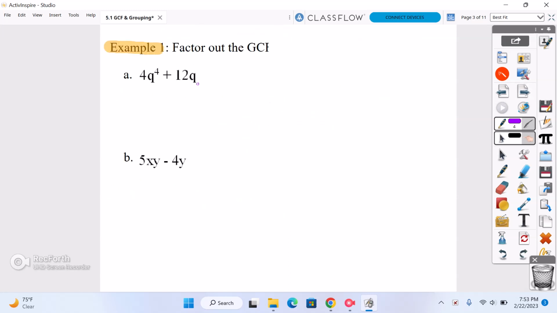So now we're going to apply that to a polynomial here. Polynomial just means one or more terms. Here we have two terms. So we want to look at what the greatest common factor, or GCF, is between these two terms. And so you want to take it piece by piece. First, you want to look at the numbers. We have the numbers 4 and 12. The greatest common factor between 4 and 12 would be a 4. The greatest common factor now between q to the 4th and q would be a q. And so we're going to divide out a 4q.